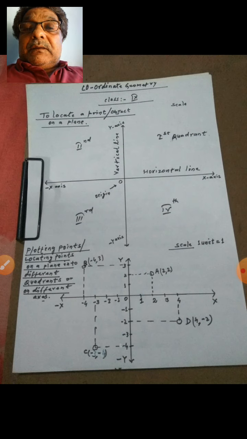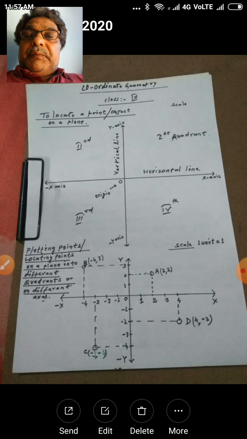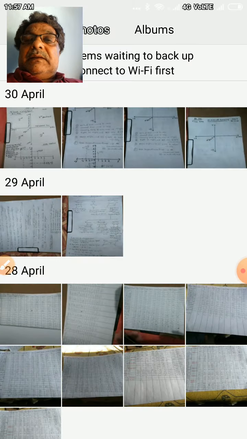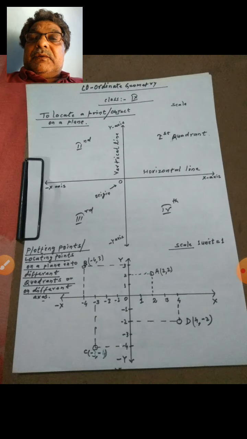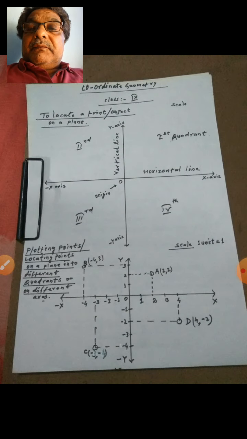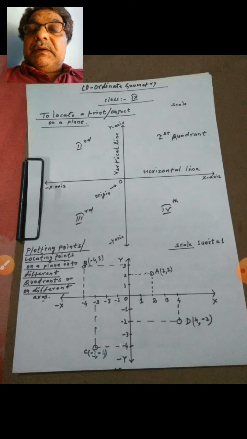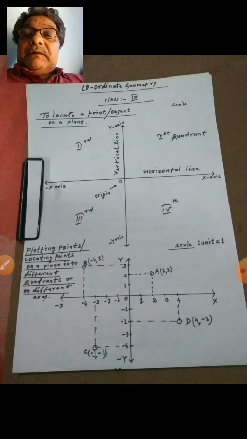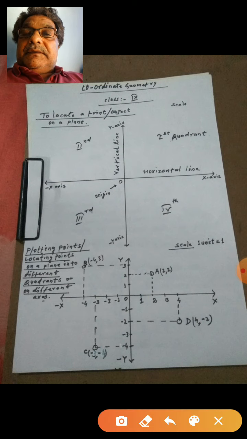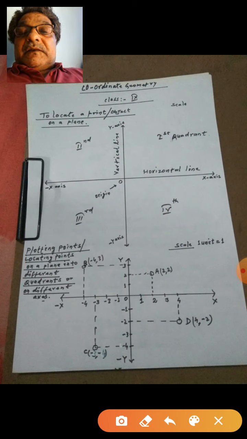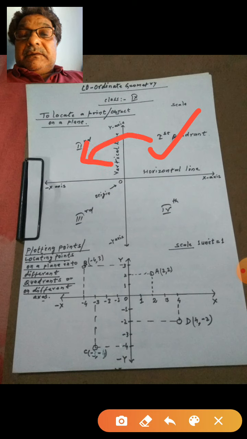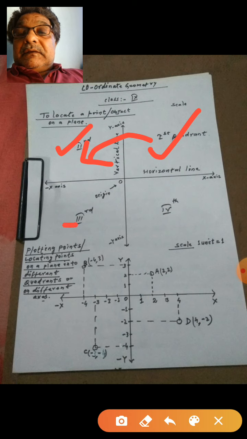Now, when we draw two such lines on any plane, either the plane of your notebook, or the blackboard, or the plane surface of a tabletop, the plane surface is divided into four equal parts, each for coordinates. Starting from this, it is the first quadrant. Going anti-clockwise, it is the second quadrant, then the third, and then the fourth.